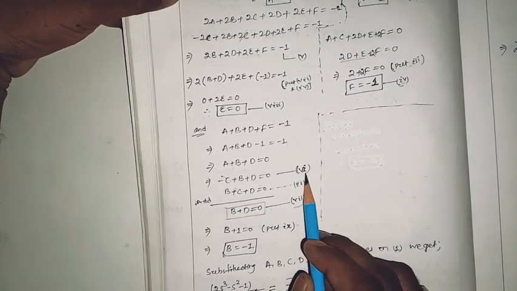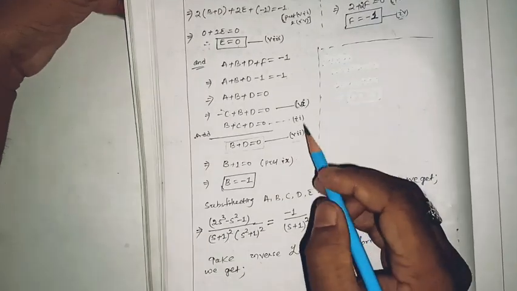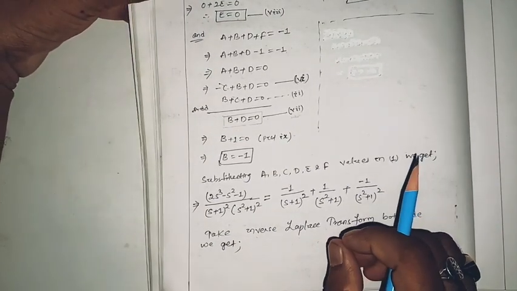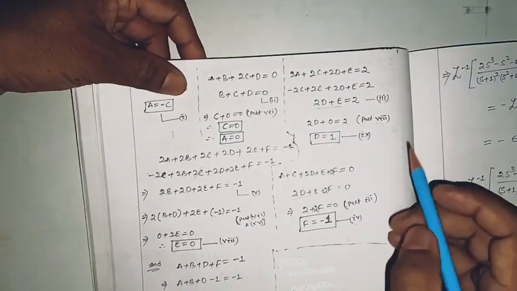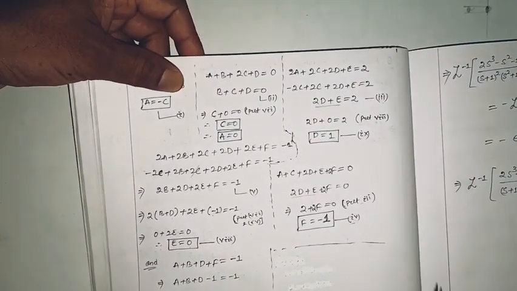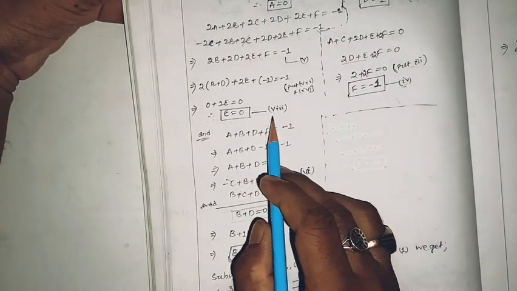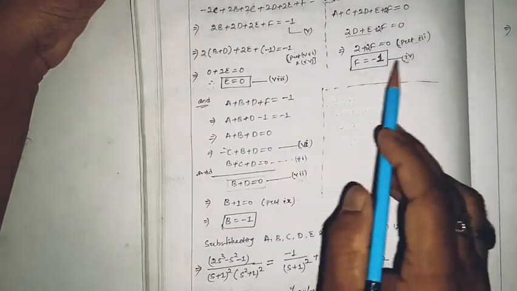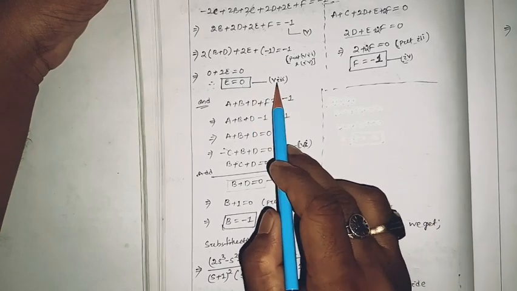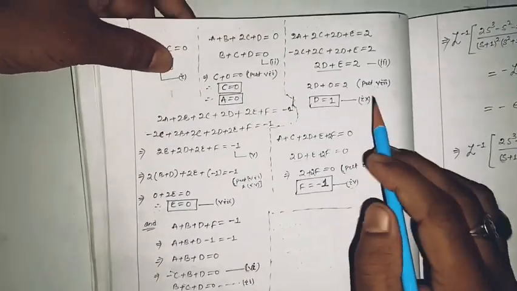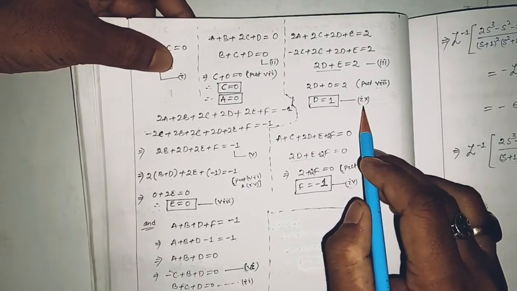See, VI is your equation, this one, and this is your VII, then VIII. VIII is your this equation. By substituting VII and IV, we can get VIII. Then IX. IX equation is your this one.